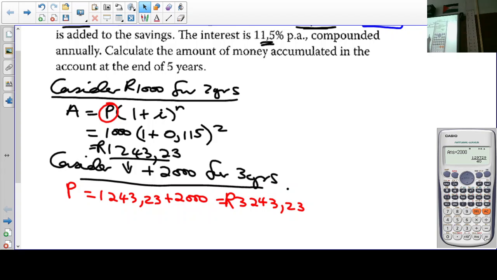You see me using that answer button. Why do I use the answer button? So that's the last answer calculated on the calculator. Okay.